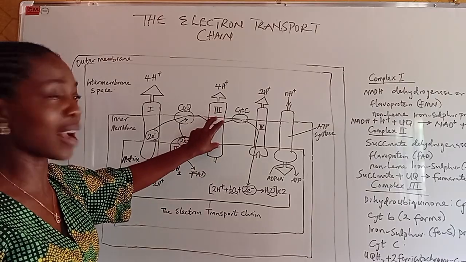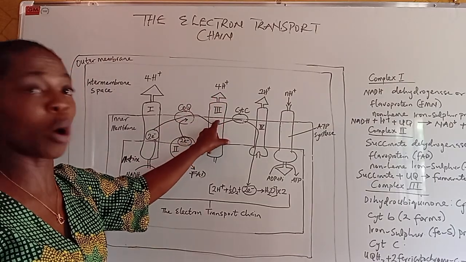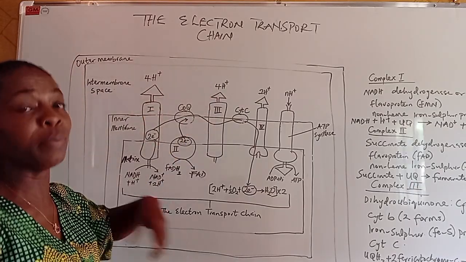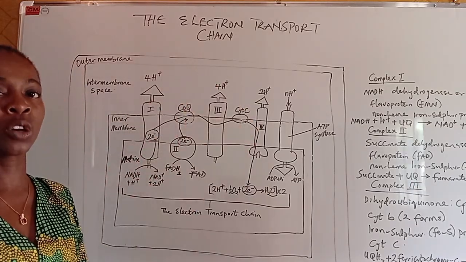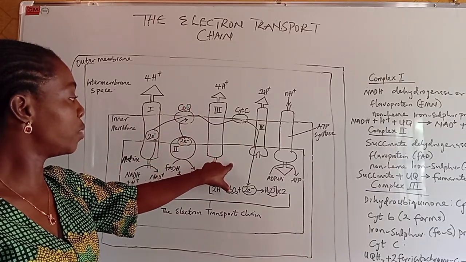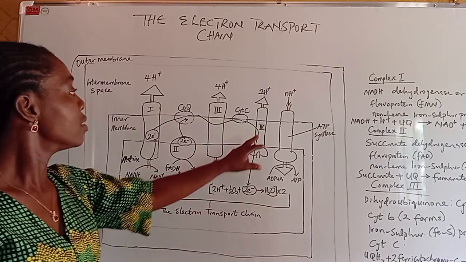Now when complex 3 acts, energy is extracted from the electrons as they travel through complex 3 again, and is used to pump protons out here, thereby building up the proton gradient, which is simply the difference in proton concentration between the matrix and the intermembrane space.